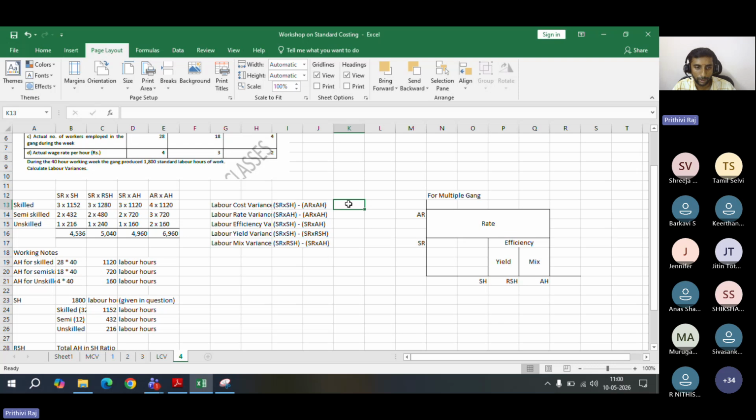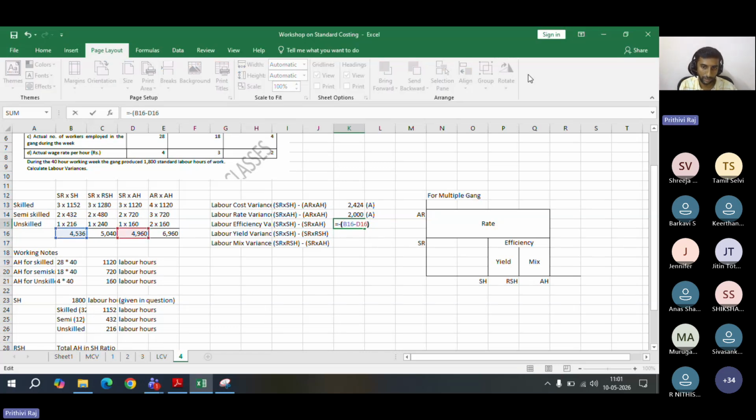So labor cost variance is SR into SH minus AR into AH. How much is it? 2424 unfavorable, adverse. Labor rate variance is SR into AH minus AR into AH. This is also unfavorable, adverse. Efficiency variance is SR into SH minus SR into AH. This is also adverse.